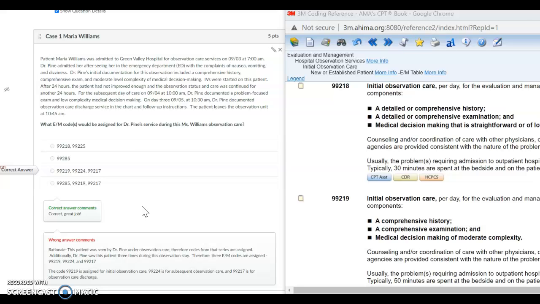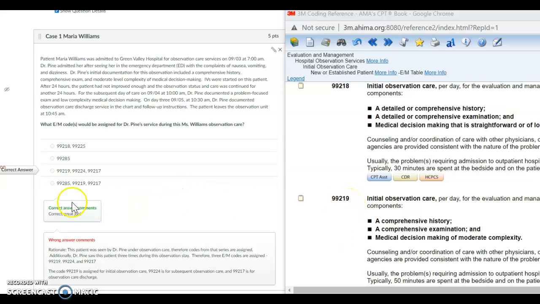She comes through the ER. She was admitted to observation with nausea, vomiting, and dizziness. The doctor did a comprehensive history, a comprehensive exam, and the medical decision making was of moderate level. Okay, so right here it's textbook. We have all three key components hit with a 99219.